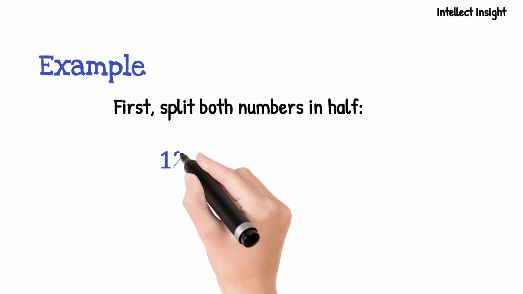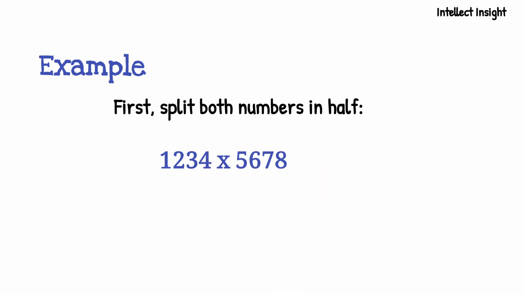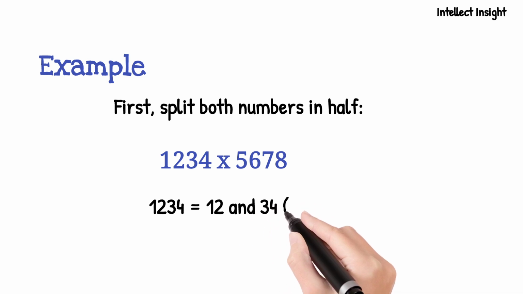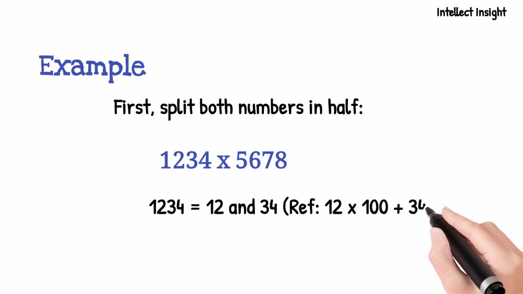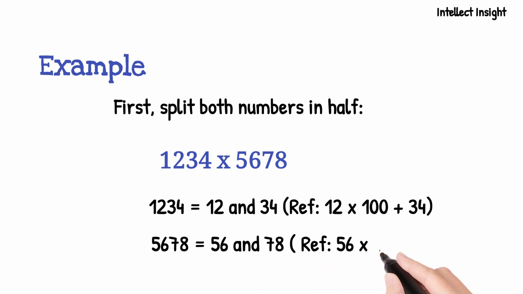Let's say we want to multiply 1234 by 5678. Karatsuba breaks these numbers down like this. First, split both numbers in half. So 1234 will be divided into two halves, 12 and 34, and 5678 is equal to 56 and 78.